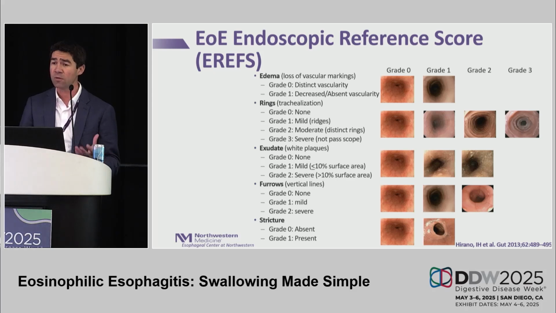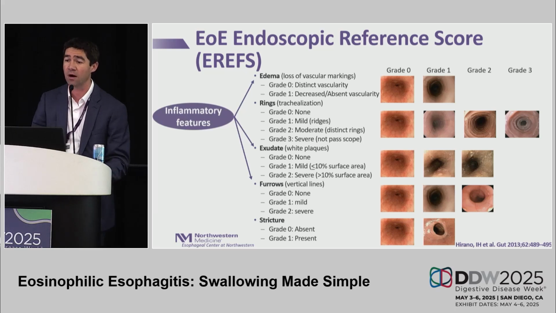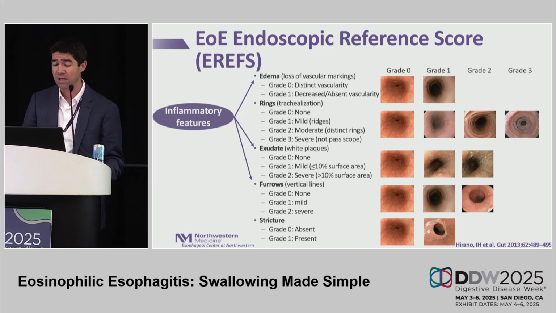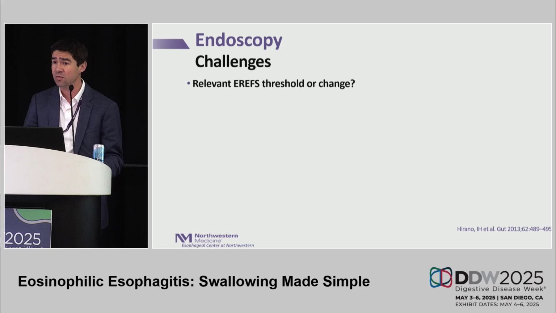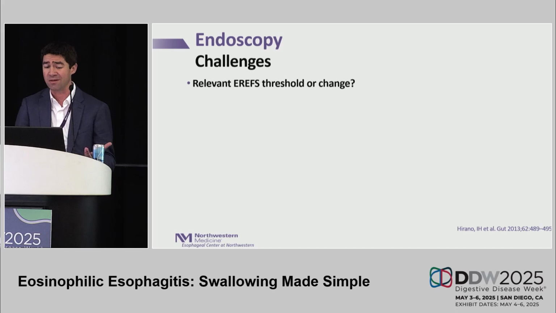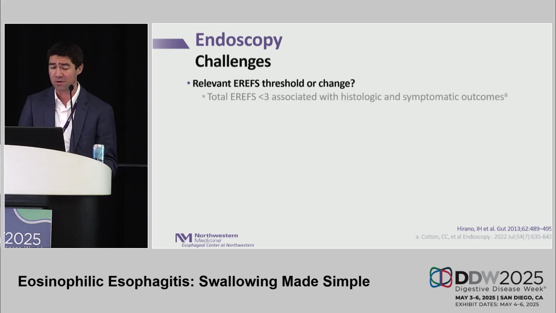This has been shown before, looking at these five features, and more importantly, this can also be looked at with regard to inflammatory features, being the edema, exudate, and furrows, compared to the fibrotic features, being rings and strictures. So this does help to look at some of the underlying mechanisms that are involved and maybe driving severity in EoE. Now, some challenges come with this as well. One question that often comes up is, what is the relevant EREFS threshold that should indicate less severe versus severe disease?